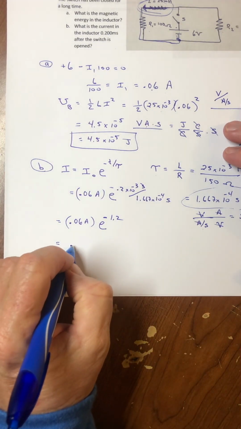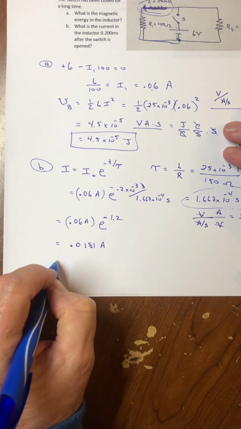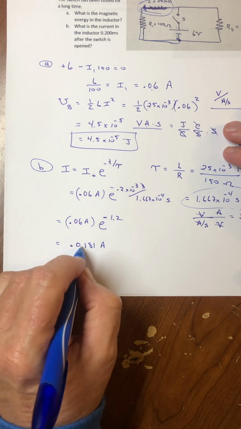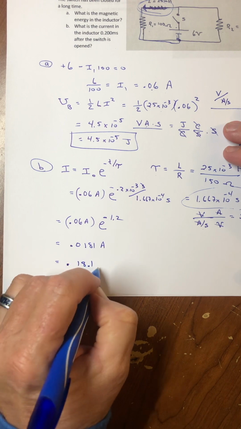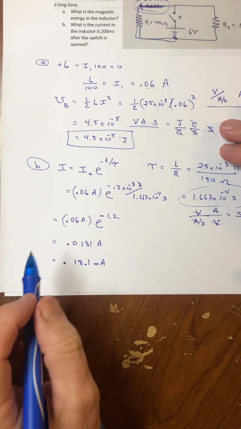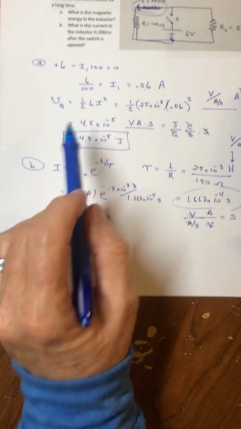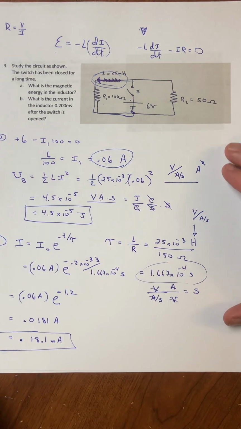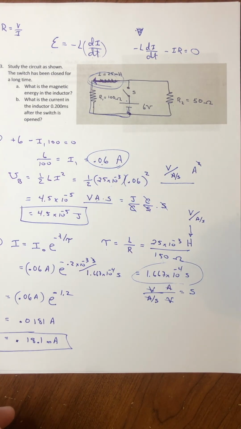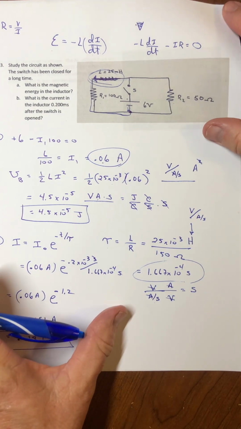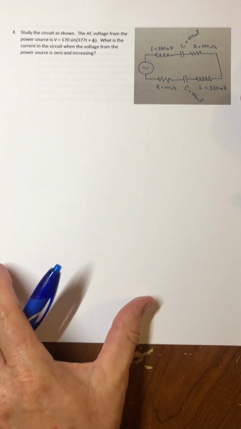And so we're looking at 0.0181 amps, or if you want, we can write this as 18.1 milliamps is what it will have decayed down to from our, I guess that'd be 60 milliamps. All right, and that would be the answer to number 3.